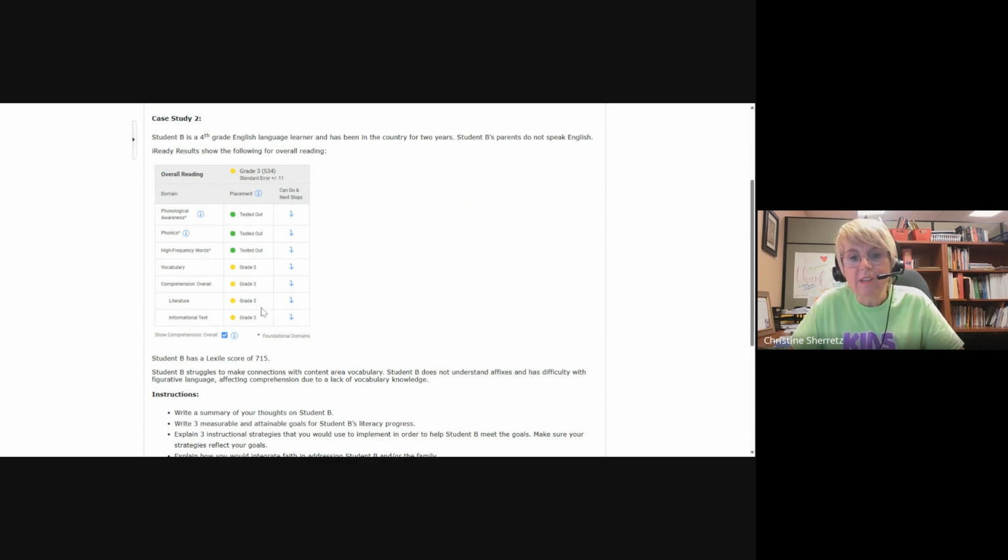His overall Lexile score, and this is going to change, is 513, which you're going to have to go back to that Lexile chart. We know that that is into second grade, beginning of third grade. So he's behind. Some other things we know about him is he struggles with making connections with content area vocabulary. He doesn't understand affixes. He has difficulty with figurative language, and that is impacting his comprehension due to his vocabulary knowledge.